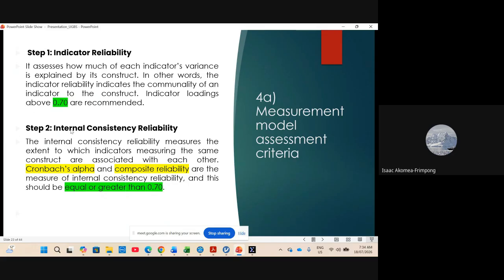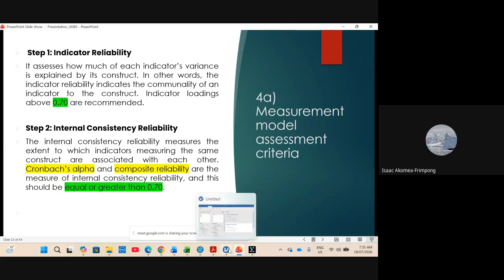Now let's come to the internal consistency reliability. So now we are dealing with reliability, how reliable your measurement model is. Another reliability that you need to check is what we call internal consistency reliability. In that one, we use Cronbach's alpha and then the composite reliability.